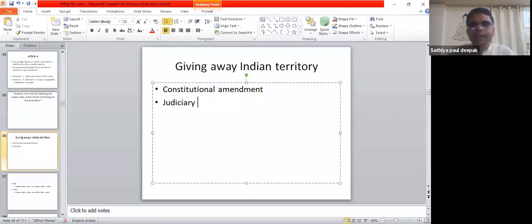To add a new territory to India, a simple majority, that we know. But to give away a territory from India, we have to go for a constitutional amendment. But if it is a disputed territory, and in order to resolve the border dispute you want to give the disputed territory, it can be given by an executive decision. So: constitutional amendment, judiciary, and disputed territory, executive decision.